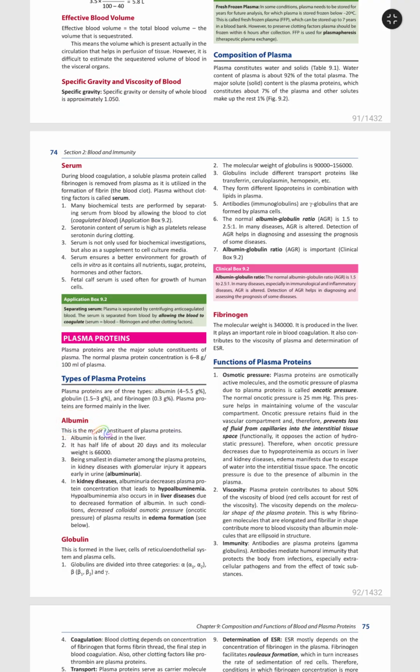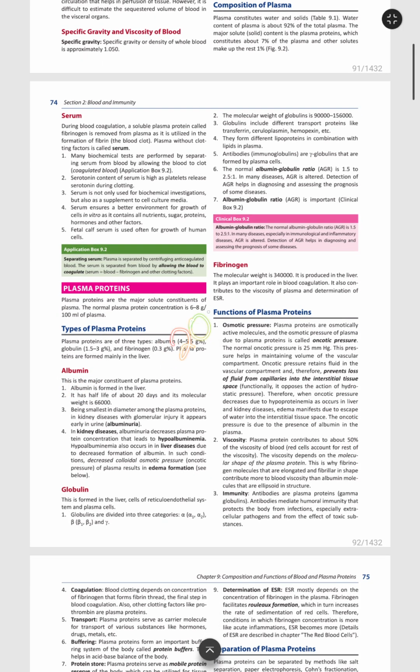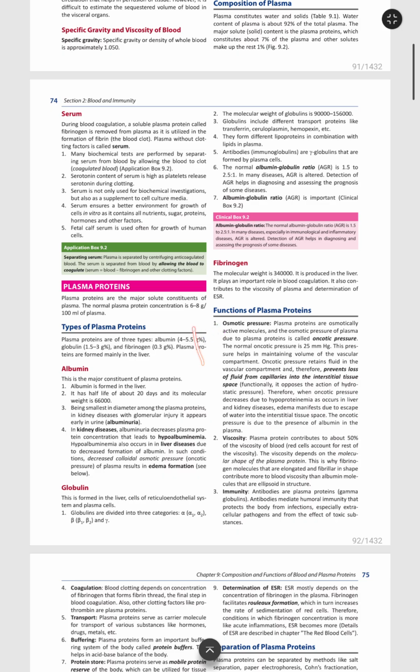Now albumin, where is it formed? It is formed in our liver. Its half-life is about 20 days and molecular weight is 66,000. Now related to albumin, there are diseases like albuminuria, hypoalbuminemia, and liver diseases, kidney disease.